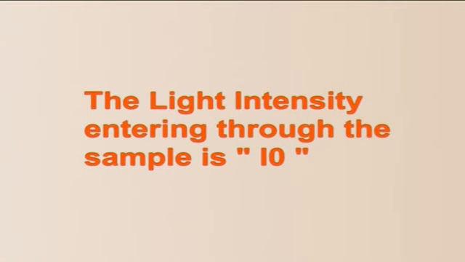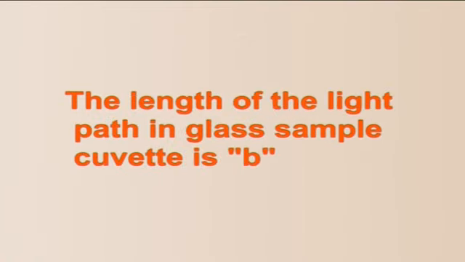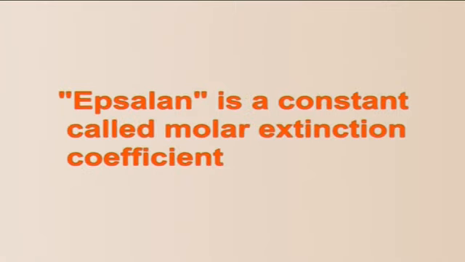The light intensity entering through the sample is I naught, light intensity retained in the sample is I, the concentration of analyte in sample C, the length of the light path in glass sample cuvette is B, epsilon is the constant called molar extinction coefficient. True linearity between absorbance and concentration according to Beer-Lambert's law requires the use of monochromatic light. In addition, a narrow band of light ensures a greater selectivity since substances with absorption peak in other close by wavelengths are less likely to interfere.